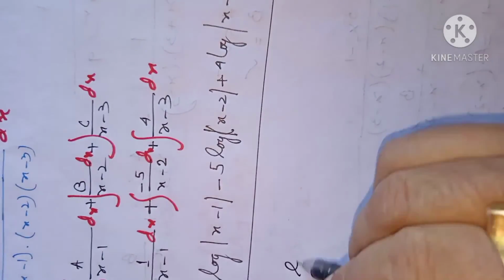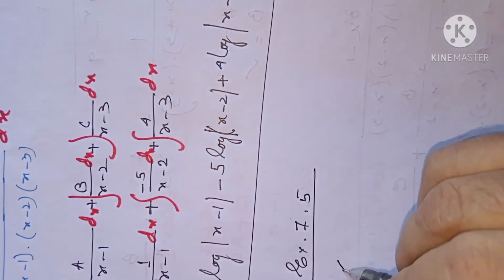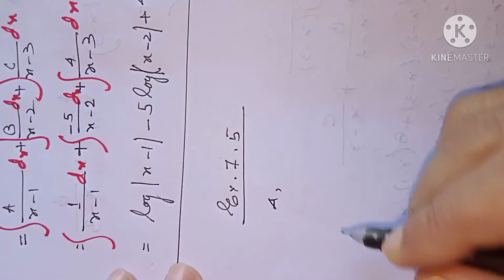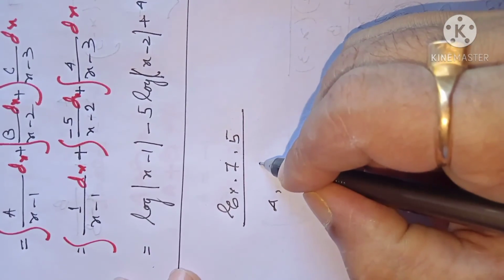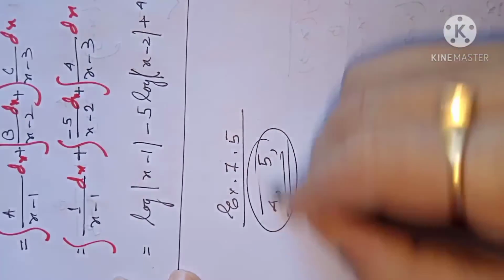So you try exercise 7.5, question number 4. This will be your homework. Okay, question number 4, question number 5. Now question number 4 and 5 you try. Then later on we'll see in our next class.